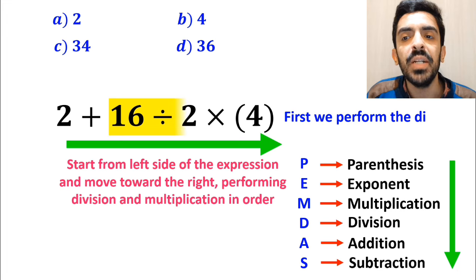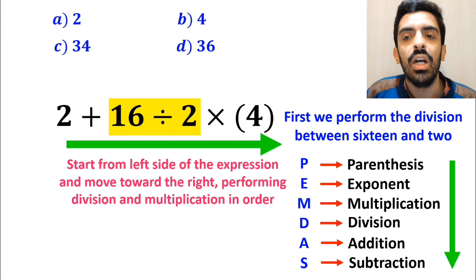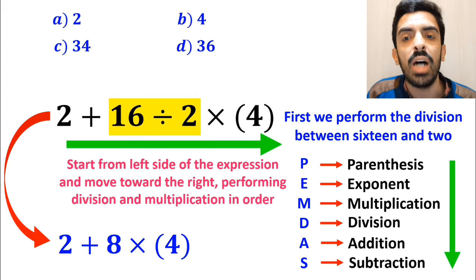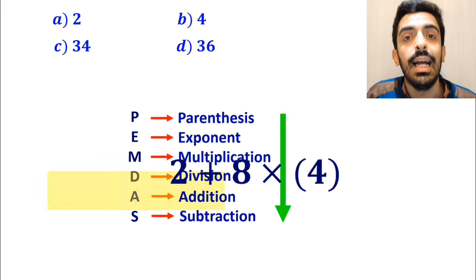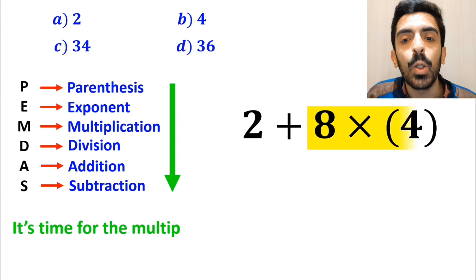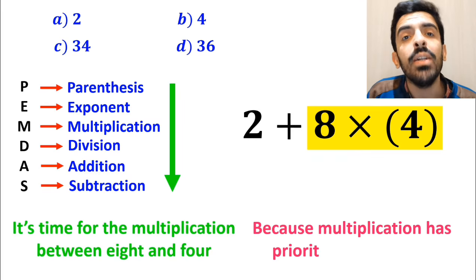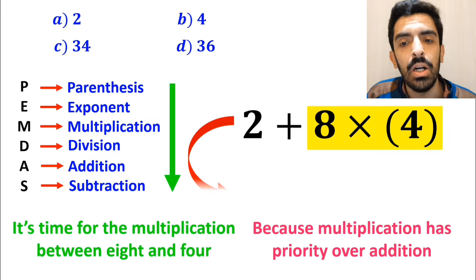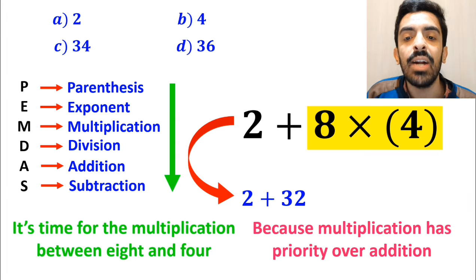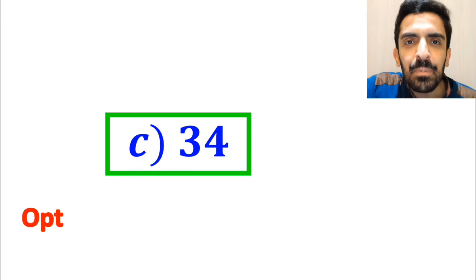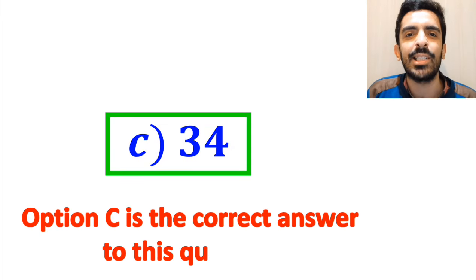So, first we perform the division between 16 and 2, which simplifies this expression to 2 + 8 × 4. In the next step, it's time for the multiplication between 8 and 4, because multiplication has priority over addition. So, instead of this expression, we can write 2 + 32, which ultimately gives us the answer 34. Therefore, option C is the correct answer to this question.